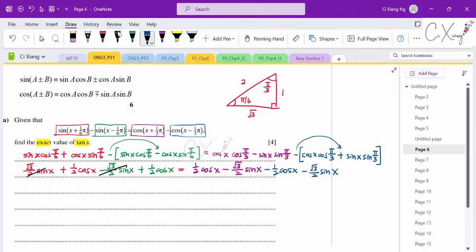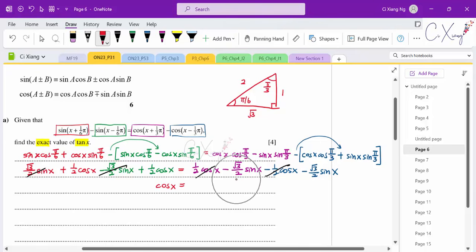Again, if you try to observe, basically you will have half cos x minus half cos x become 0. Then continue to simplify the term on the left hand side. So I'm having half cos x plus half cos x become 1. So I'm having 1 cos x equals to negative square root 3 over 2, negative square root 3 over 2. So you're having negative square root 3 sine x.